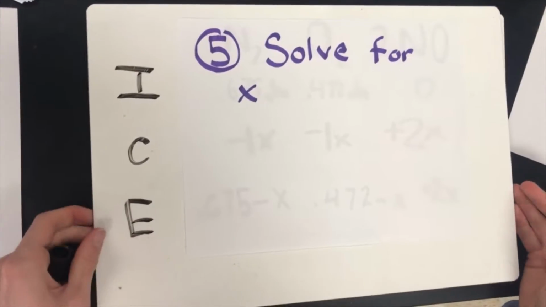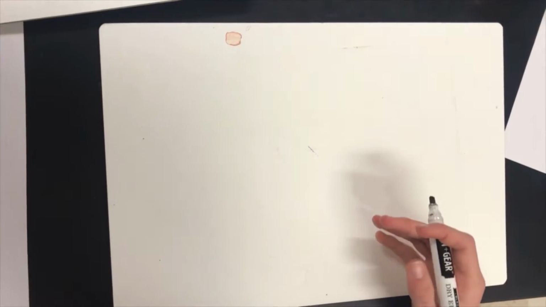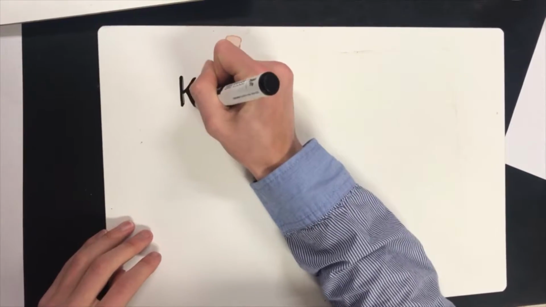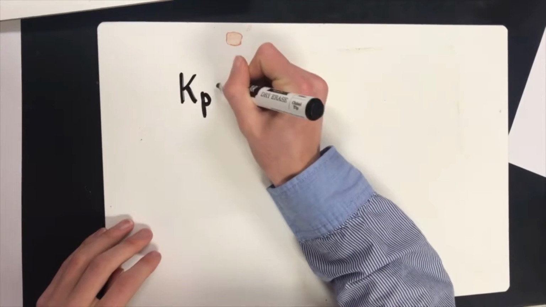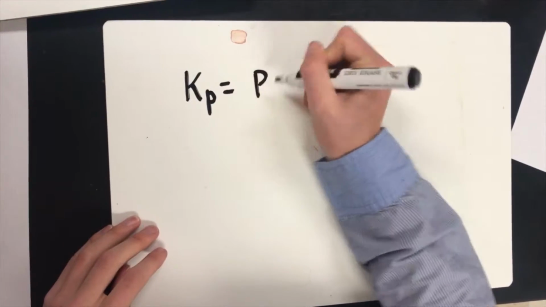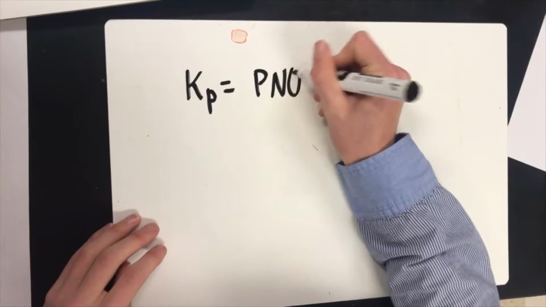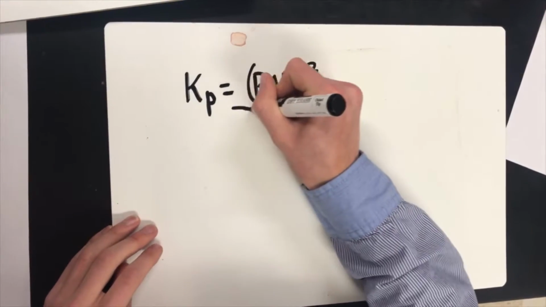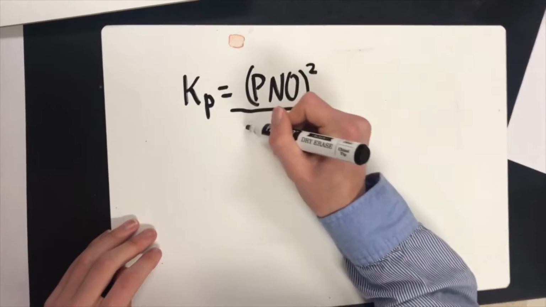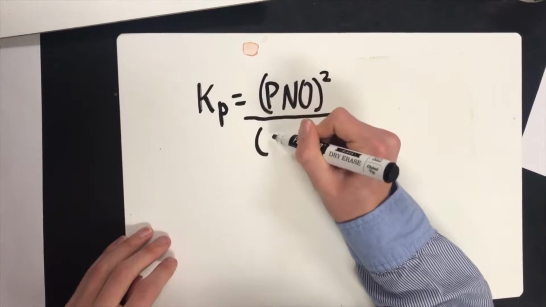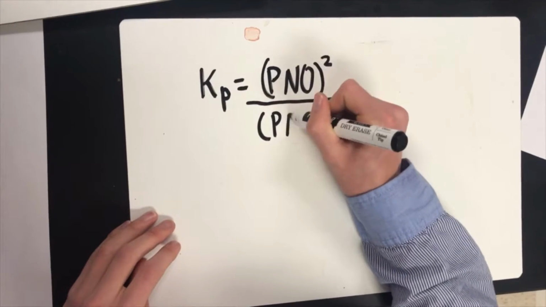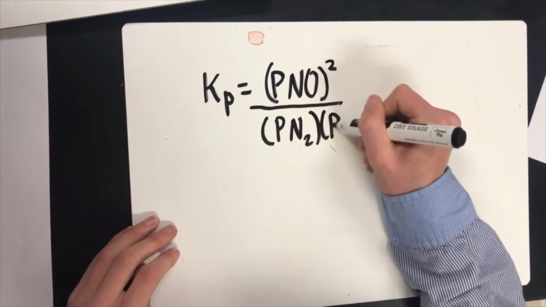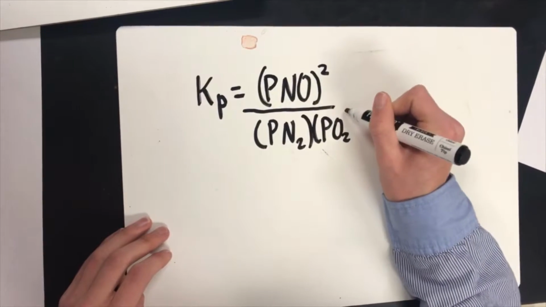Next, we have to solve for x. In order to do that, we have to first write the Kp equilibrium expression. In this case, it will be Kp equals P(NO) squared. We use parentheses because we are talking about a gas. In the denominator, we will have P(N2) and P(O2).